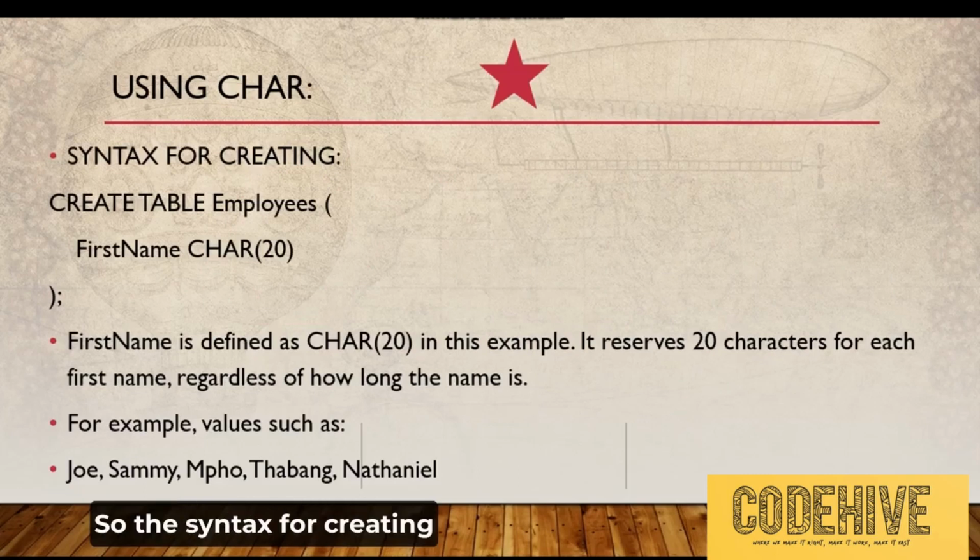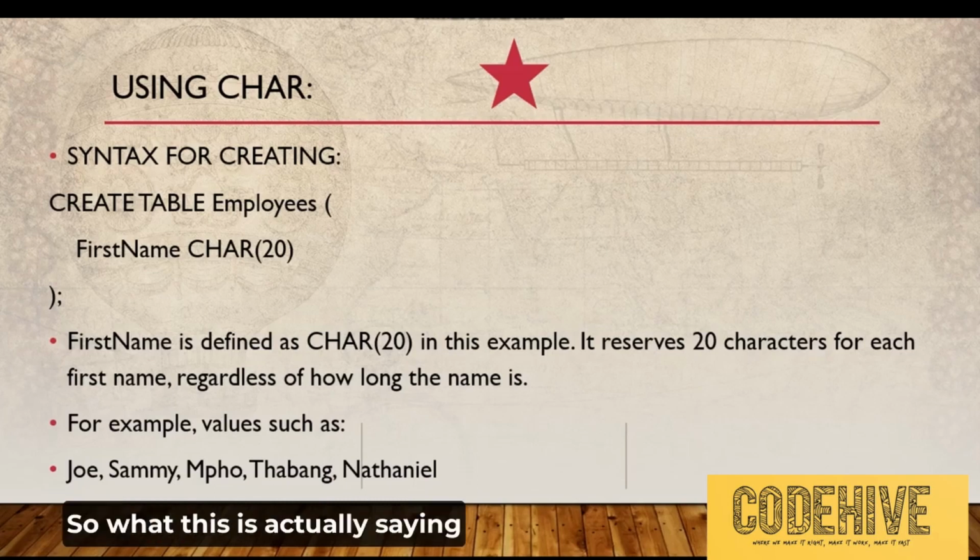The syntax for creating a table, for example, could be create table employees, and then you say first name, which is your column, and then the data type will be char, and inside your brackets, you have 20. This indicates that the first name uses the char data type with a length of 20. So this reserves 20 characters for each first name, regardless of how long the name is.